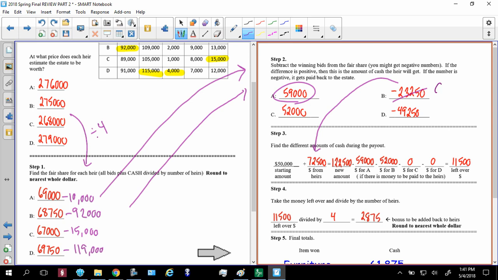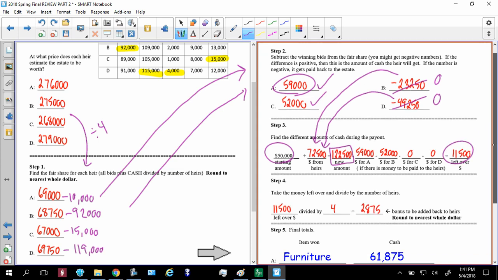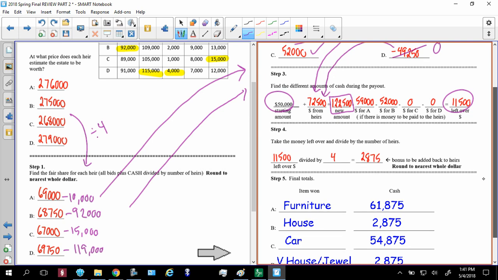So when he pays back, he's sitting on 0. He's paid back his debt. D, same thing. Add them together and put them back to the heirs. They're sitting at 0. So you have $122,000, because if you notice, you started with $50,000. $122,000 that is paying back the heirs. So A and B are going to get paid. C and D are sitting at 0 because they paid their debt. There's $11,500 left over. All right.